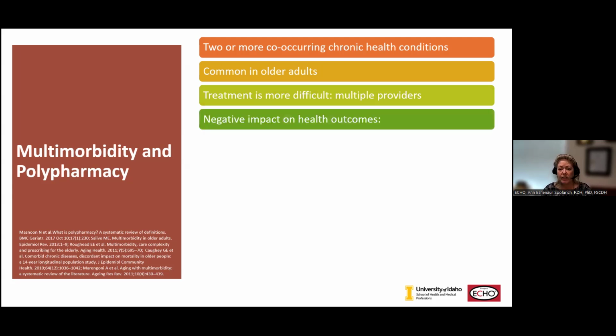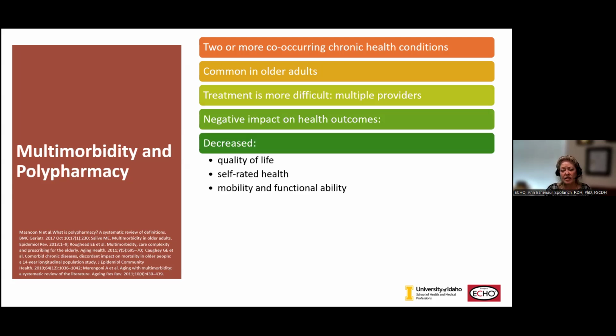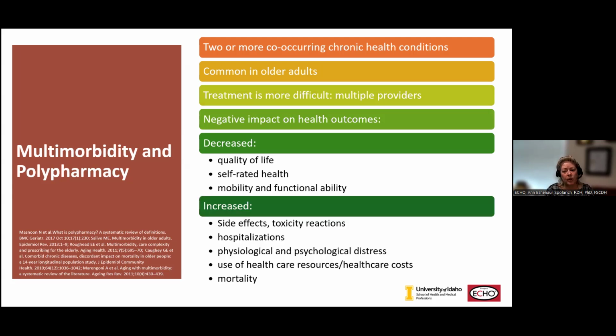We know when people have multimorbidity and polypharmacy, they are much more likely to experience a negative effect on a variety of health outcomes, including decreases in quality of life and a decrease in the way people self-rate their own health and decreases in mobility and functional ability. We also see increased risk for not only side effects and also the more serious toxicity reactions, but also hospitalizations, more issues with both physiologic and psychological distress. And we know that, of course, those individuals who are affected are going to have much higher healthcare costs because of their increased use of healthcare resources and ultimately higher risks for mortality.